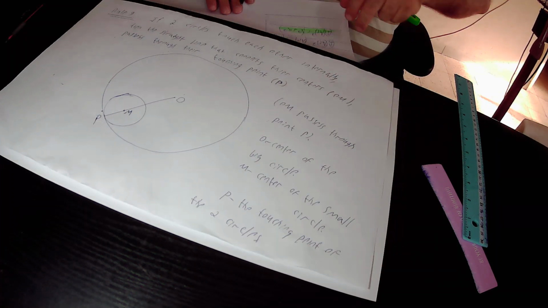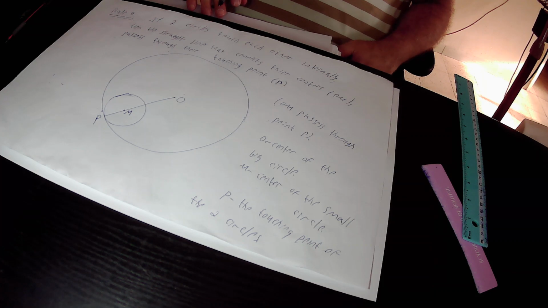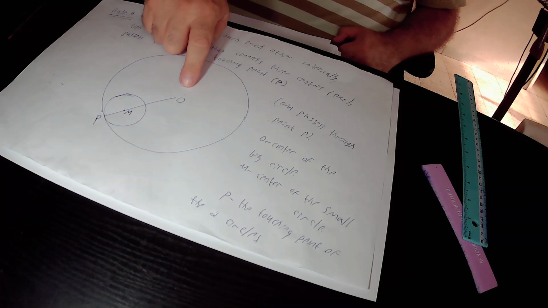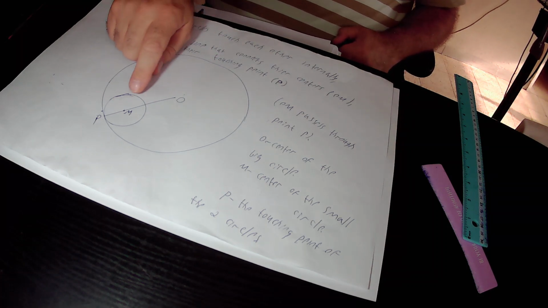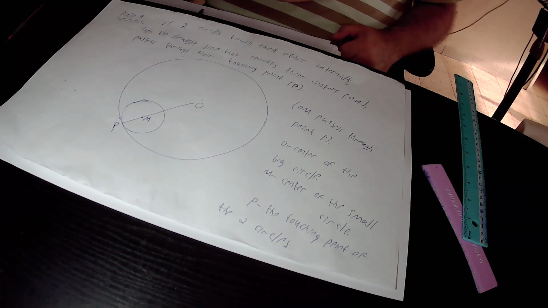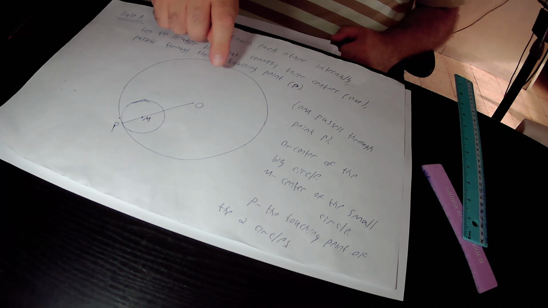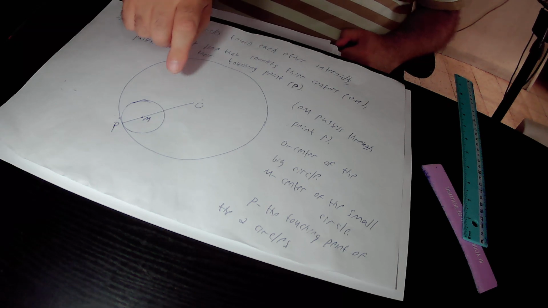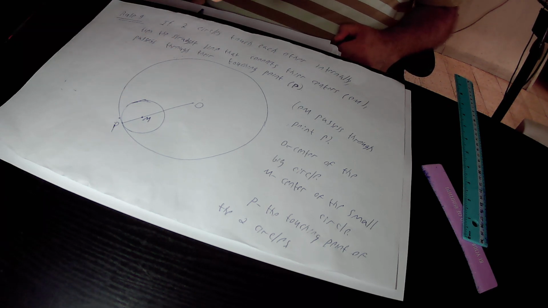According to rule 9, if two circles touch each other internally, then the straight line that connects the circles together passes through their touching point. So in the moment we have two circles, the center of this big circle is here at point O, the center of this small circle is here at point M, and the straight line that connects the circles together is of course the straight line OM. And according to this rule 9, the straight line OM must pass through their touching point, that is point P.